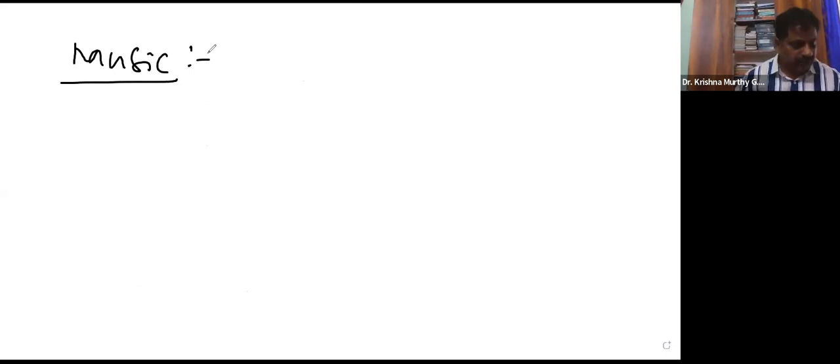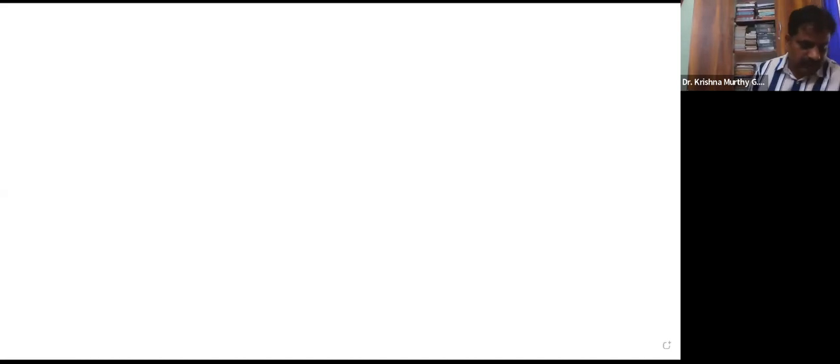Before that, shall we check one model question related to the paintings of India? One model question. Can you identify this one? Okay, before that, we'll check the one model question.